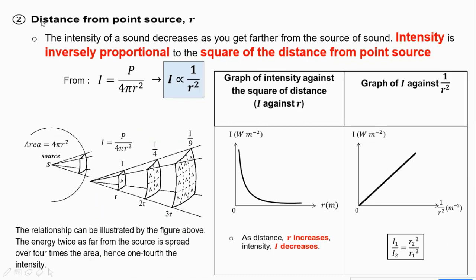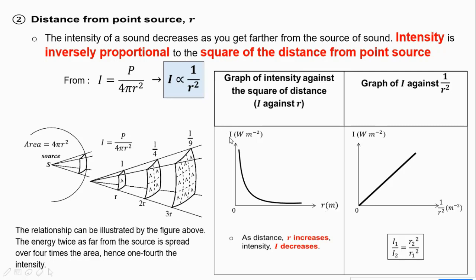The second one is the distance from the point source. The intensity of a sound decreases as you get farther from the source of the sound. Intensity is inversely proportional to the square of the distance from the point source. So we have I inversely proportional to r squared. The relationship can be illustrated by the figure above. The energy twice as far from the source is spread over 4 times the area, hence 1/4 the intensity.